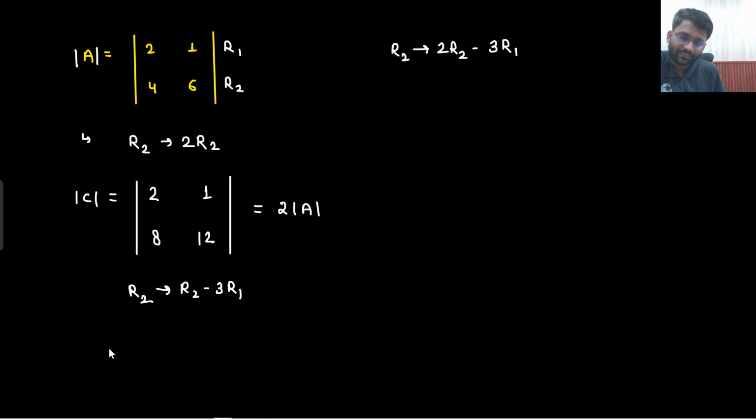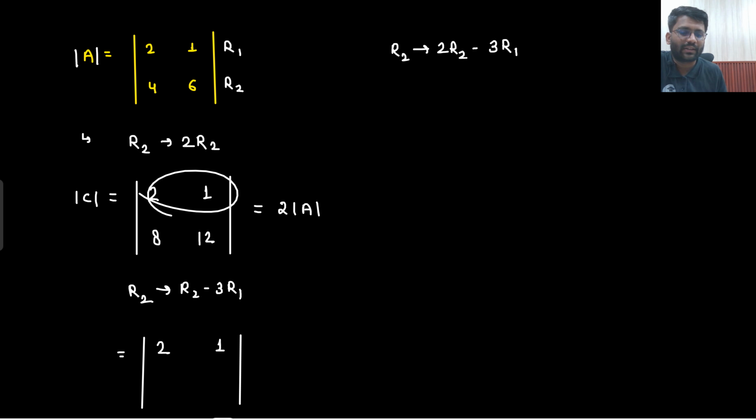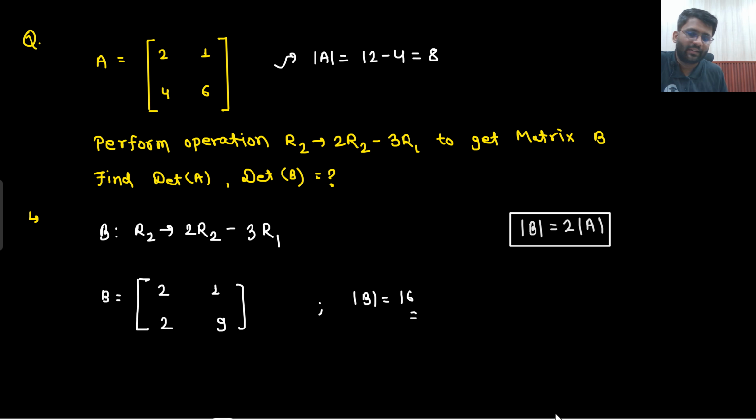So what will I get? 2, 1, no change. Thrice of R1. This is my new R1. Although R1 did not change, so new R1 or old R1 both are the same. So thrice of R1, thrice of 2 will be 6. So here you will be getting 2, and here you will be getting 9. So this is what I will be getting. Isn't it your determinant of B only?